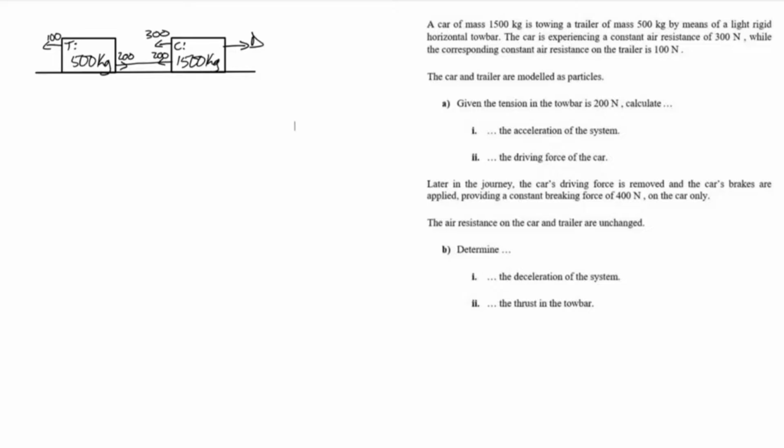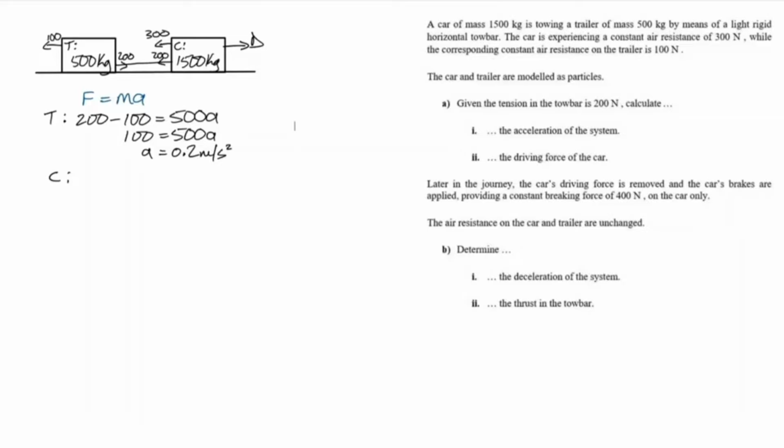We've been asked to find the acceleration of the system. So we're going to use our motion equation, Newton's second law, F equals ma. And we'll focus on the trailer because there aren't any unknown forces on the trailer. 200 minus 100 is the resultant force, equals mass times acceleration. If we solve for acceleration, we get 1 over 5 or 0.2. So the acceleration of the system is 0.2 meters per second squared.